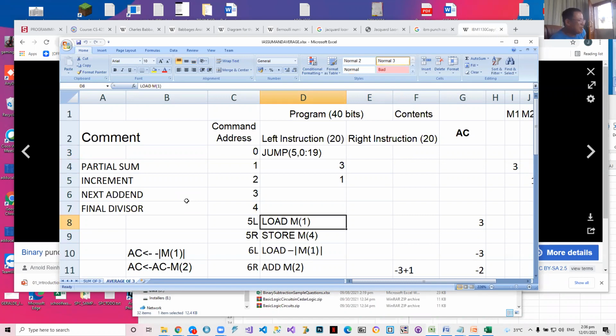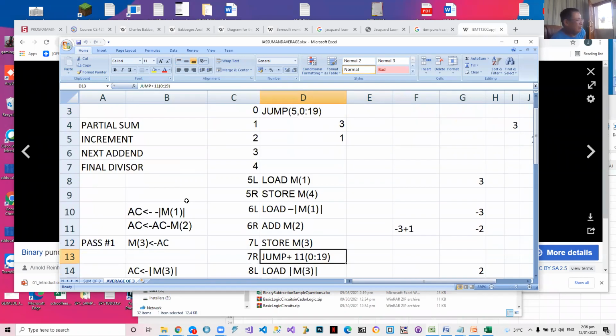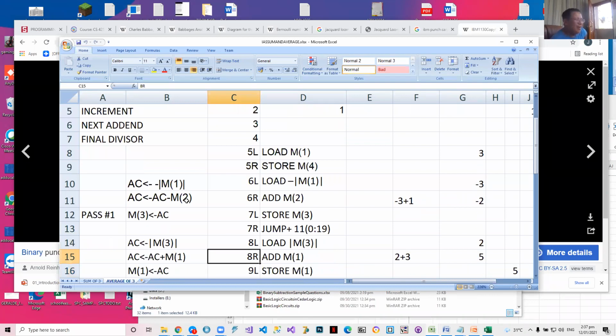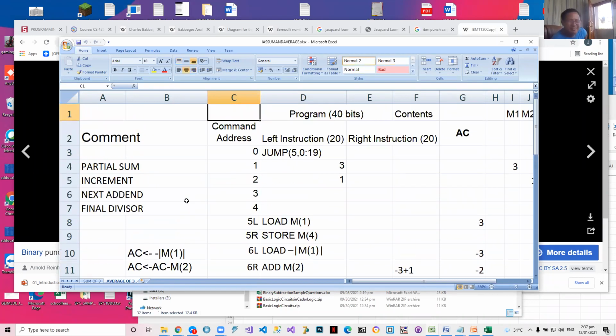So yung addressing scheme niya, merong left and right. Okay? So when an instruction is stored, there's a left instruction and there's a right instruction. So we have a 5L, we have a 5R. We have a 6L, we have a 6R. 7L, 7R. 8L, 8R. Do you follow? Bakit nagkaganito?